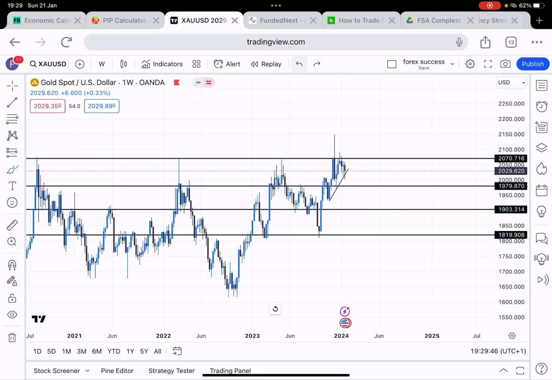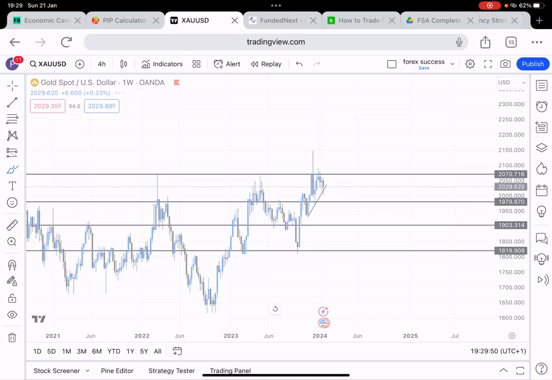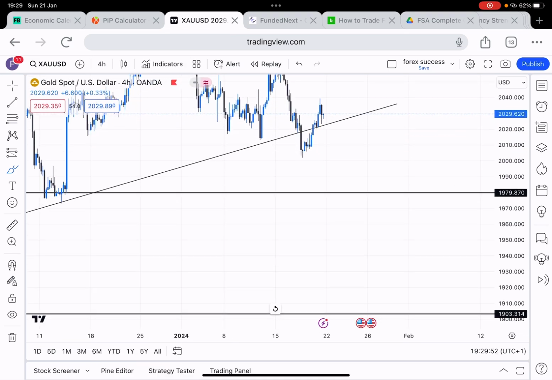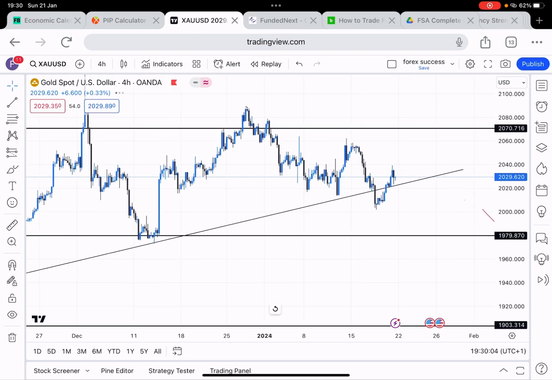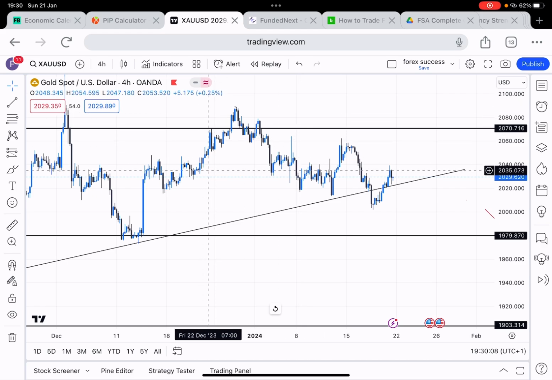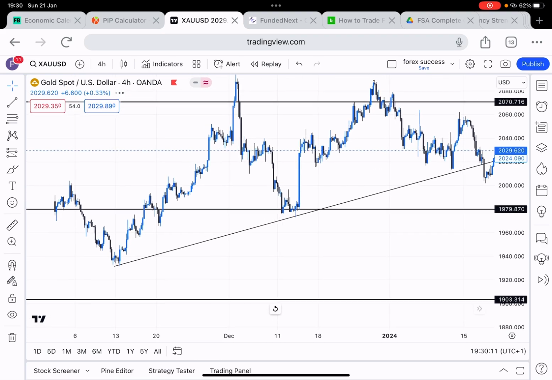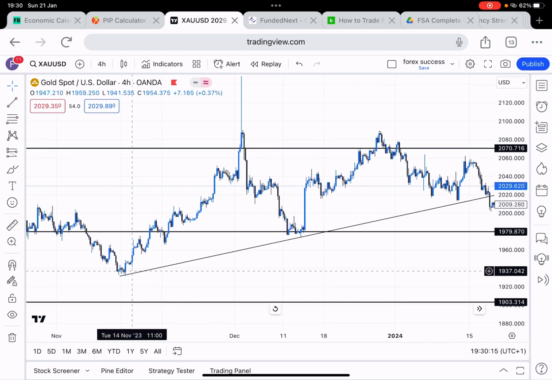So let's go to the 4-hour time frame where we can get an entry. Gold broke my trend line, as you can see. Gold broke the trend line, so that is already giving me a sell opportunity right here. Look, gold broke this trend line, and on the 4-hour time frame, gold is currently forming lower lows and lower highs after the long wave.